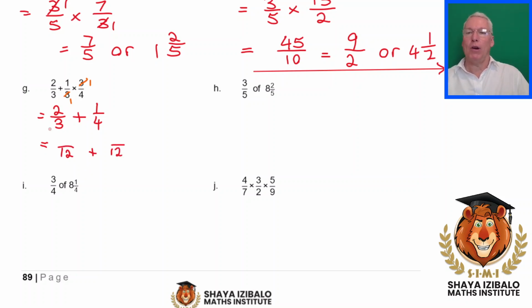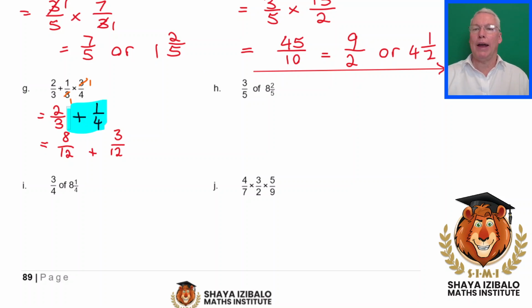Now remember, we're only allowed to either multiply or divide by the same amount. What if we multiplied 3 by what to get to 12? By 4, so we must multiply the 2 by 4 and we get 8 twelfths. What if we multiplied 4 by what to get to 12? By 3, so we must multiply the 1 by 3. 3 twelfths is exactly the same as a quarter. 8 twelfths is exactly the same as 2/3.